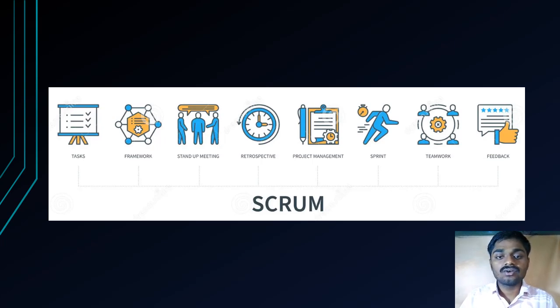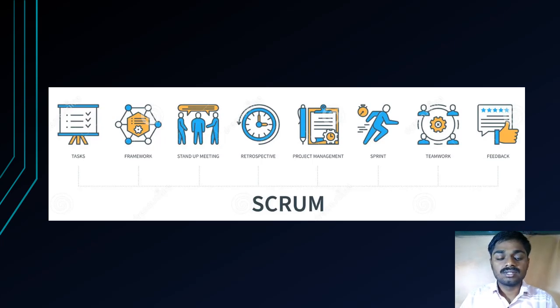Retrospective. At the end of each sprint, the team holds a retrospective meeting to discuss what went well, what didn't, and what could be improved. This helps the team continually improve the process and work more effectively. It results in more efficient product output.